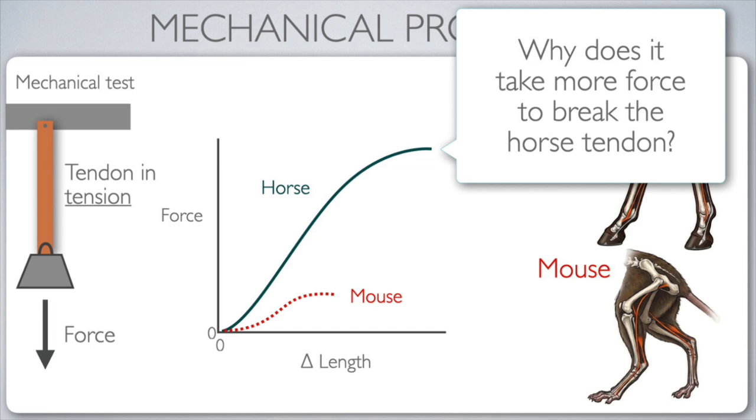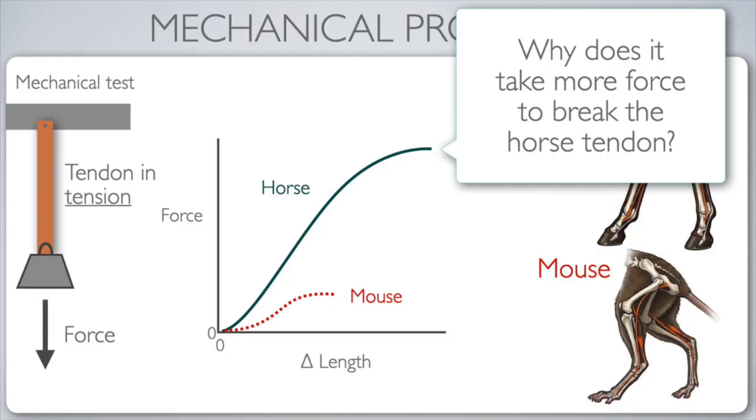And quite simply, the answer to that question, well, theoretically, it could be that the mouse tendon is composed of different material, or it could just be a function of the fact that the horse is really big and its tendons are therefore much larger than the mouse tendons. And therefore, maybe it's actually a function of its size.